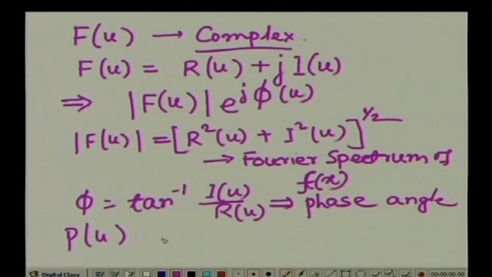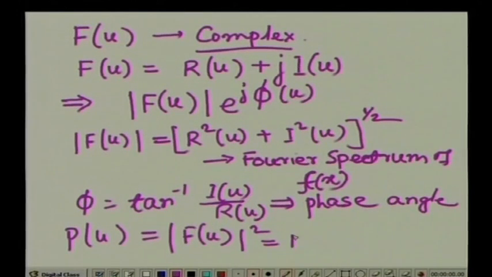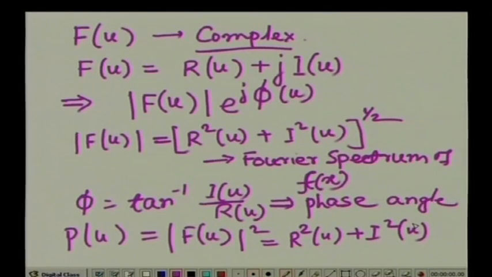Now, there is another term which is called the power spectrum. The power spectrum of the function f(x), which is also represented as P of u, is nothing but the magnitude of F of u squared, and if you expand this, it will be simply R square u plus I square u. So, we get the power spectrum, the Fourier spectrum, and the phase angle from the Fourier transformation coefficients.